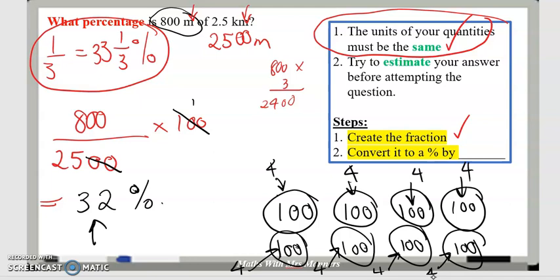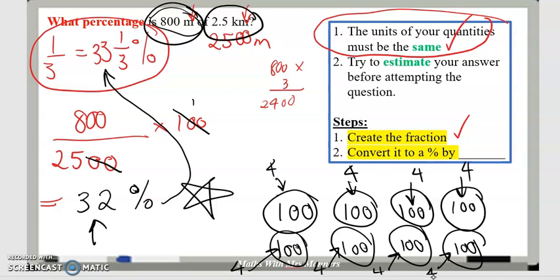And that's exactly what I expected. I expected it to be close to 33%, or 33 and a third percent, because I knew that 800 is close to a third of 2.5 kilometers. So my answer does make sense. I hope this video makes sense to you on how to express one quantity as a percentage of a second quantity.